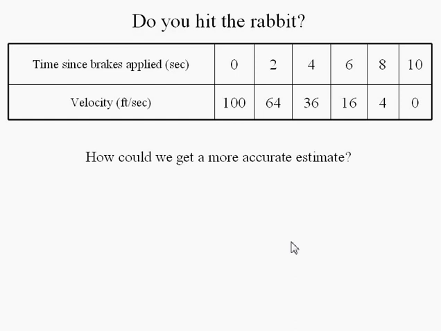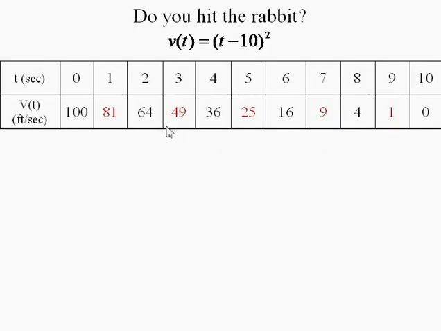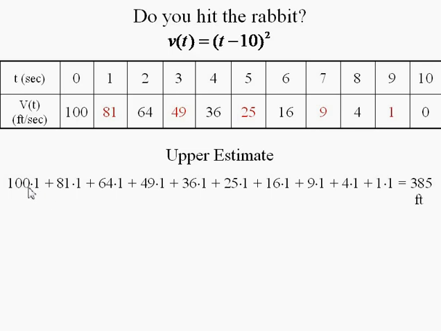Well, what if we knew the speed every second? So if we had the time intervals down to every 1 second, and we had those speeds, we're now going to get a little bit better approximation, because what we're going to do is find out how far we've traveled on every 1 second time interval. We'll still use the highest speed for the upper estimate, and then we'll use the lower speed for the lower estimate. So here would be our upper estimate.